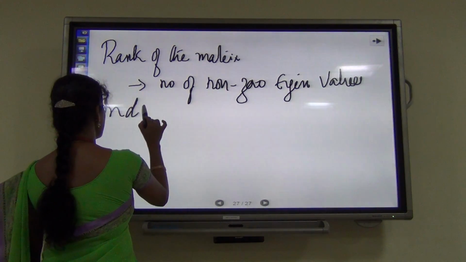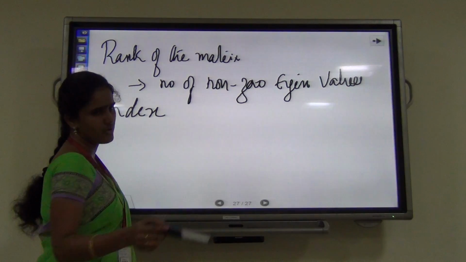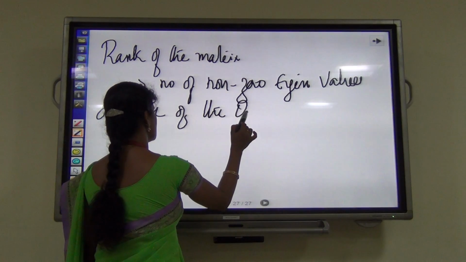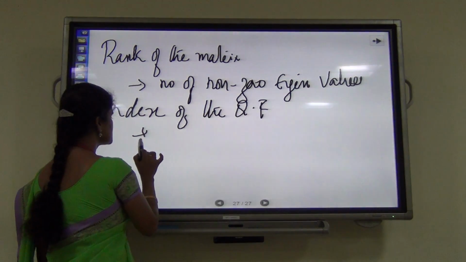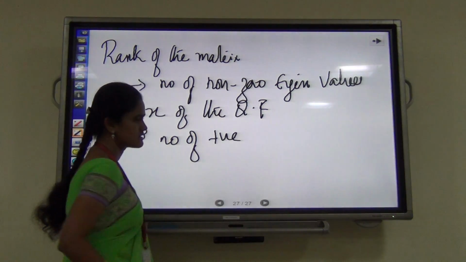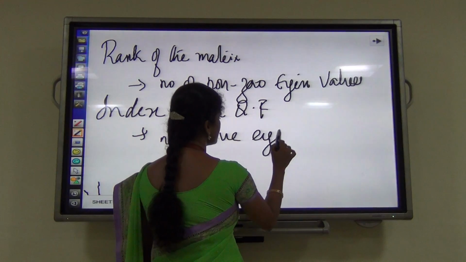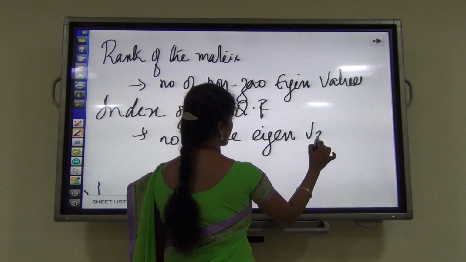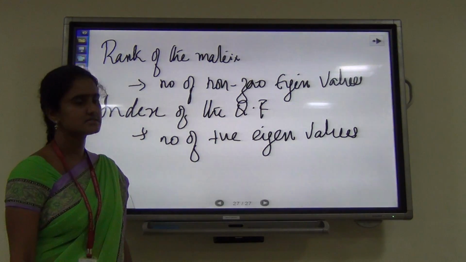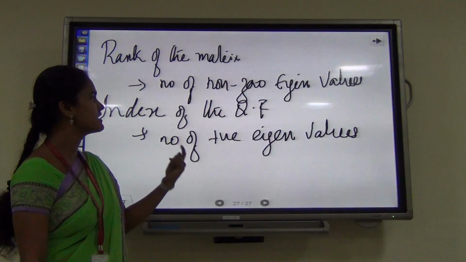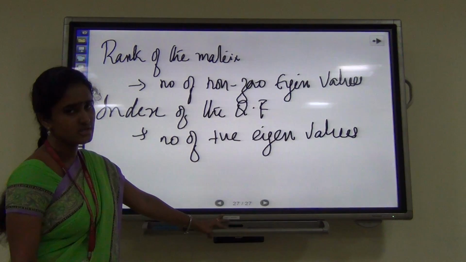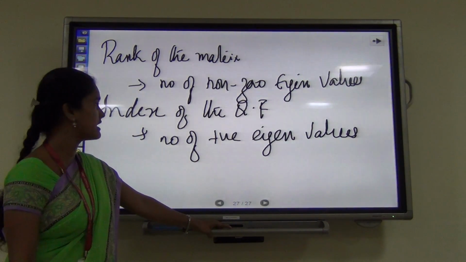Index. What do you mean by this index? We call this the index of the quadratic form. How do you get the index of the quadratic form? It is the number of positive eigenvalues. The number of positive eigenvalues is nothing but the number to be given for the index of the quadratic form. By knowing the number of positive eigenvalues and negative eigenvalues, you can give the index.